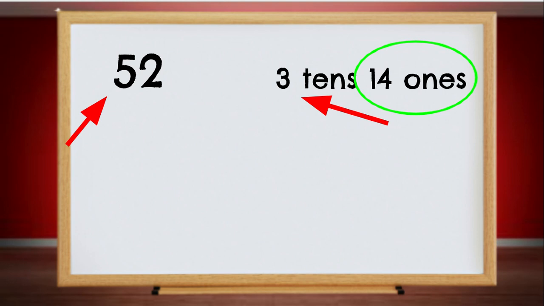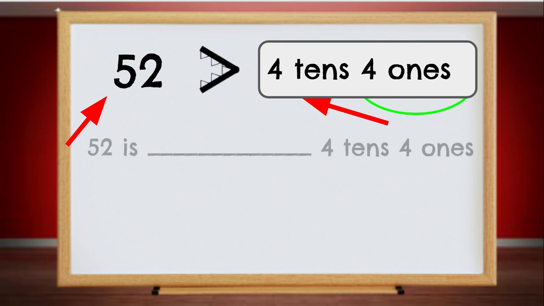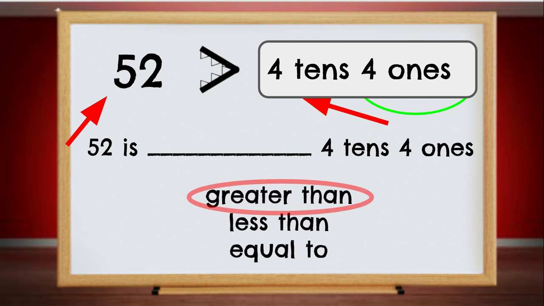14 ones. If there's 14 ones, that means I have to take that 10 and move it over here. So if I move that 10, it's going to equal 4 tens and 4 ones. Let's check the tens again. 5 tens, 4 tens. What is our symbol? You are correct. 52 is greater than 4 tens and 4 ones, which originally was 3 tens and 14 ones. Greater than.